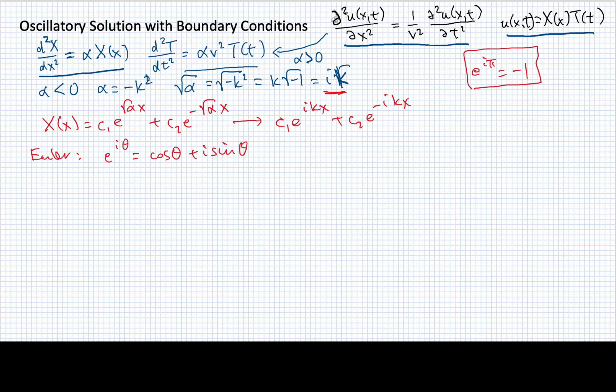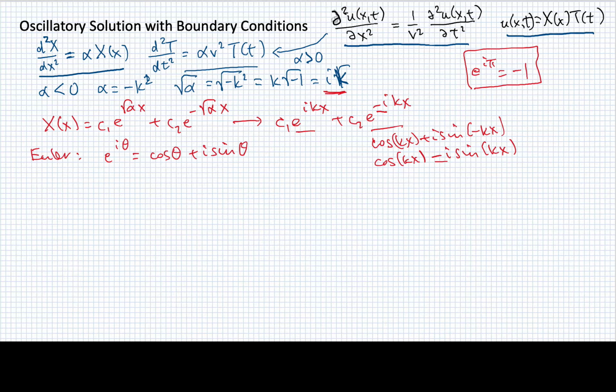Using this Euler method tells us that these two functions are really combinations of cosine and sine. In fact, this would be cosine kx plus i sine kx. This would be cosine of kx plus i sine of minus kx, which ends up just being cosine of kx minus i sine of kx. So in other words, when we put the minus i out here, it just changes it to a minus i in here. All right, easy thing to do.